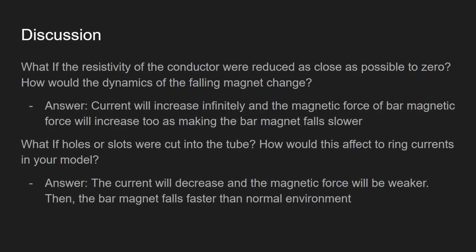For the what-if questions, if the resistivity of the tube is closer to 0, then the current will increase infinitely, and the magnetic force on the bar magnet will increase, making the bar magnet fall slower. And if holes or slots were cut into the tube, then the current will decrease and the magnetic force will be weaker. Then the magnet falls faster than we expected in our lab.